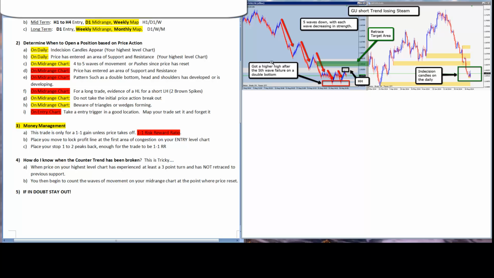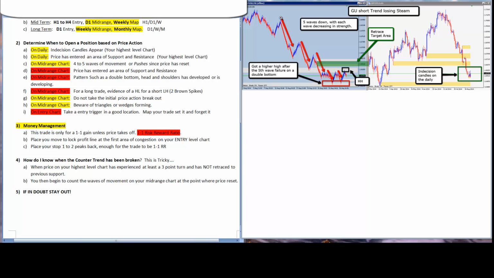On my mid-range chart, we did have 5 pushes down, and what do I mean by that? After we had a reset, and a reset is 2 higher highs. So I had a higher high here, pull back, and another higher high. On the mid-range chart, we got 1, 2, 3, 4, and you can see that on the 4th and 5th, actually each push is decreasing in strength. It has a shorter length to the push, to the wave.